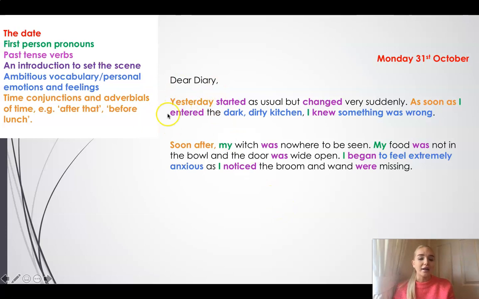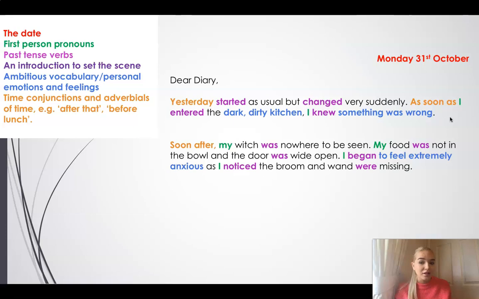So it's saying when, yesterday. What happened? I knew something was wrong. Where was I? I was in the dark, dirty kitchen. So I could have put brackets just either side of here in my purple pen to make sure that I've highlighted to my reader that I know that this is my introduction.